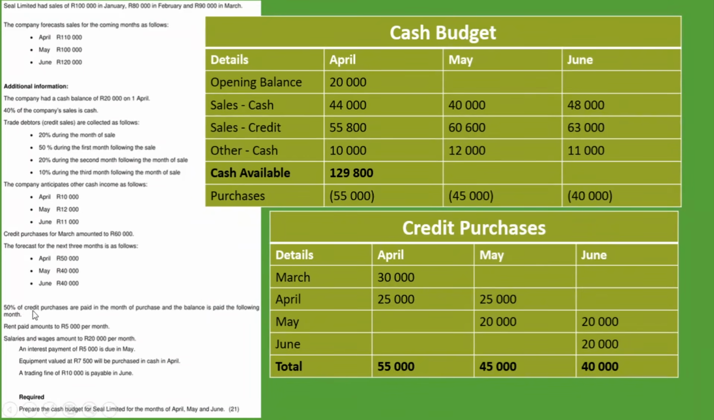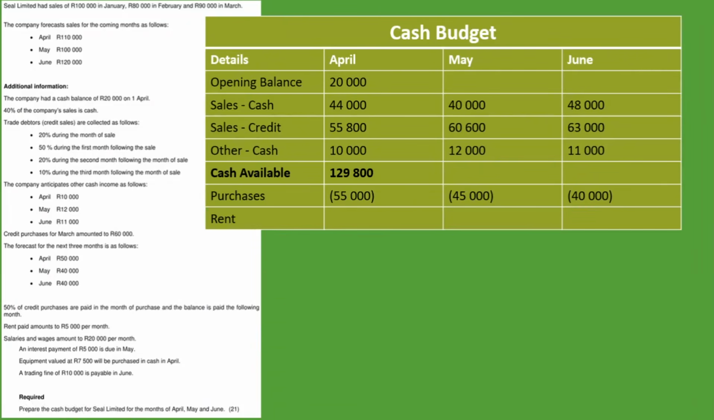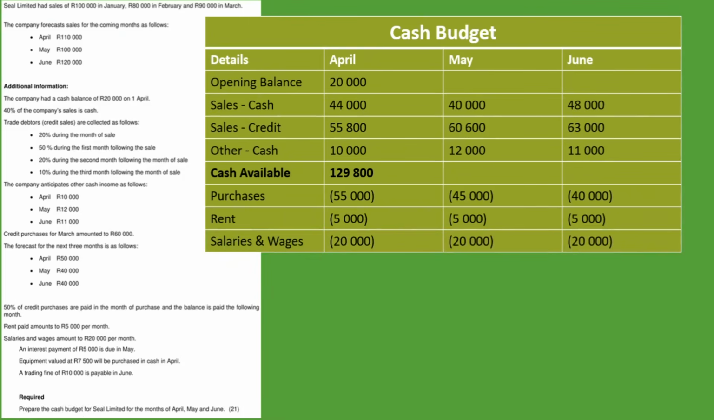We are told that rent paid amounts to 5,000 Rand per month. So this is rent for each of the 3 months that we are doing the cash budget for. So we'll put the rent, and we'll put 5,000 Rand for each of the 3 months, and we'll put them in brackets because it's a cash outflow. And then we're told that salaries and wages amounted to 20,000 Rand per month. We do the exact same thing we did for rent. So we put salaries and wages, and we put 20,000 Rand in brackets for the 3 months.